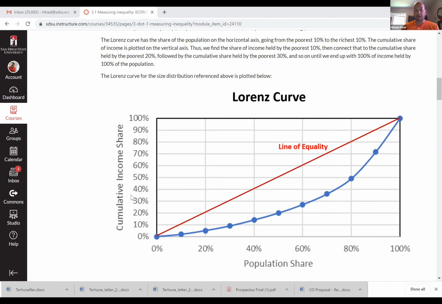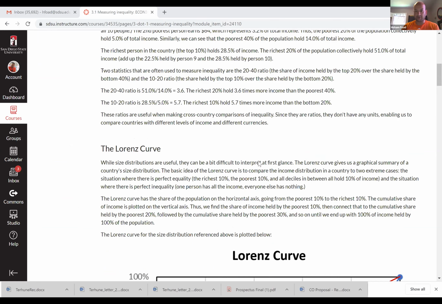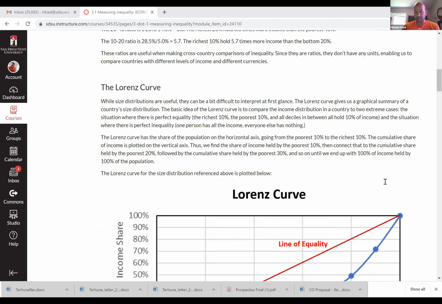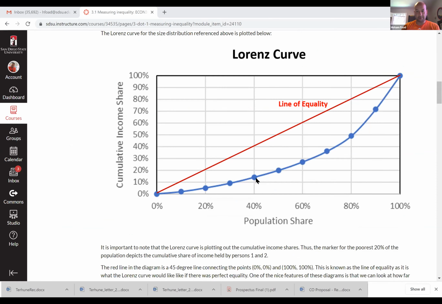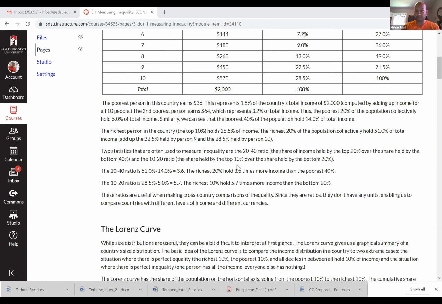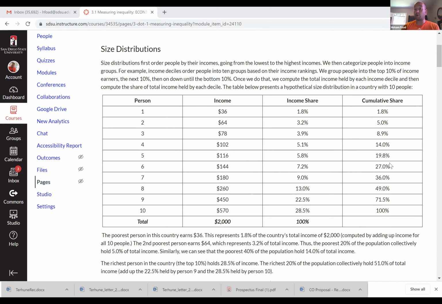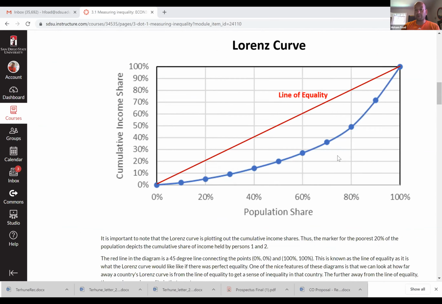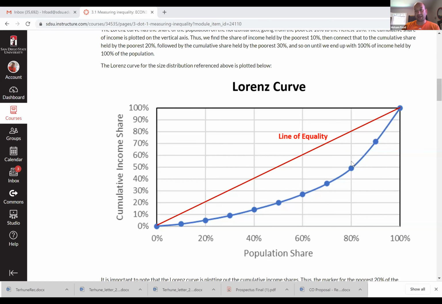And we just keep on plotting out points. 40% of the population, for example, holds 14% of income. And so that's why we get this point right here. If we want to get 60% of the population, we go back up, we see that they hold 27% of income. And we keep on plotting out these points until we have this blue line that's right here.